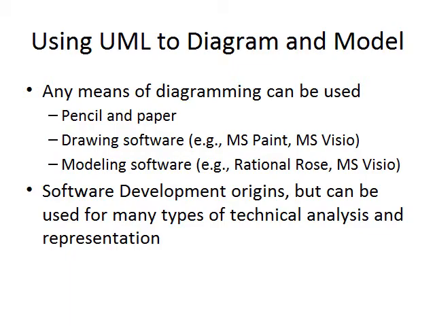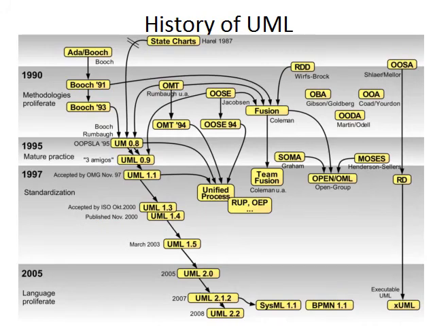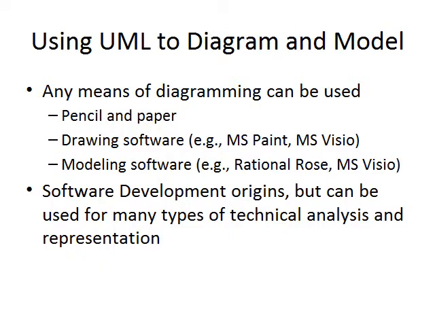I believe the latest version is 2.4.1 at this point. UML 2 was a big step up from UML 1. Yes, around 2005, UML 2 was released, and it has stayed fairly stable for the last several years without much change.